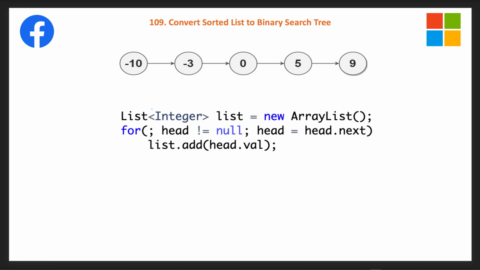So, here is the code snippet for first creating the list. In Java I am creating an ArrayList so that we can also access by index, because we do not know the number of nodes in our sorted linked list already. So, it is good to use an ArrayList over here, and I use a for loop to iterate the list. This is another way you can iterate over the list.